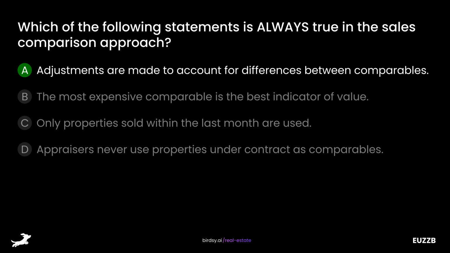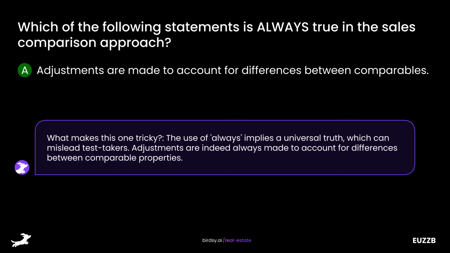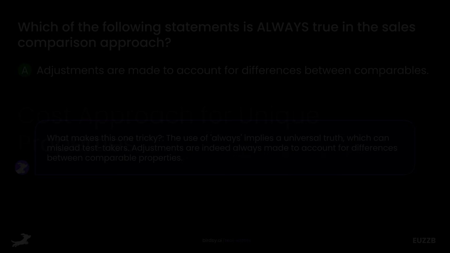The answer is A, adjustments are made to account for differences between comparables. What makes this one tricky? The use of always implies a universal truth, which can mislead test takers. Adjustments are indeed always made to account for differences between comparable properties.